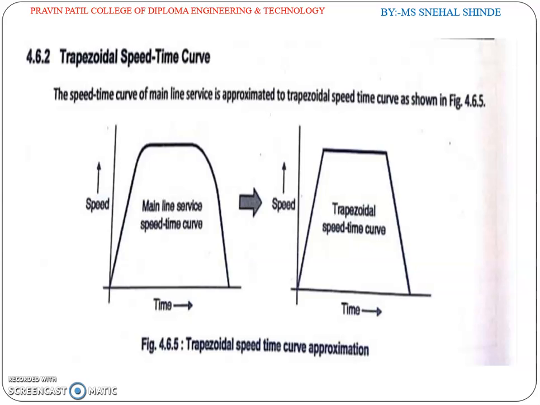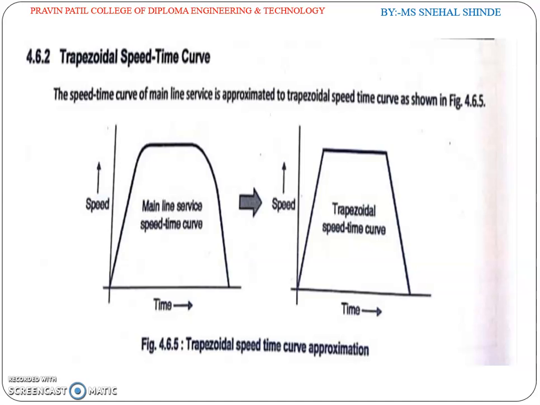Some errors will be caused because of the change in shape, but it is negligibly small. So for the mainline service, the trapezoidal speed time curve is the closer approximation. So here is the curve, it is plotted. The mainline service speed time curve is first plotted, and we can see here that it is similar to the shape of the trapezoid in the geometry.